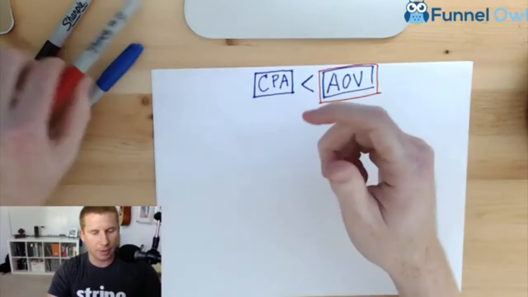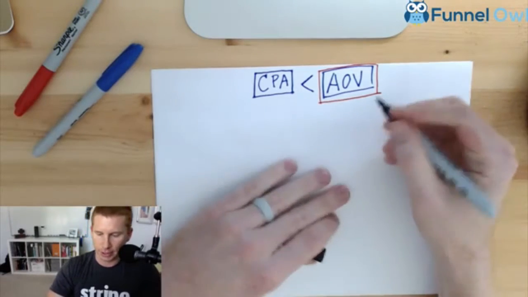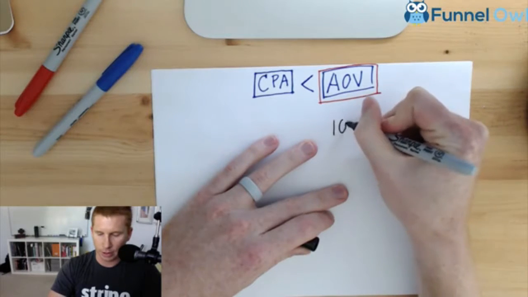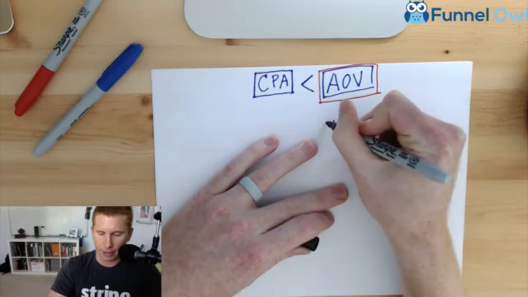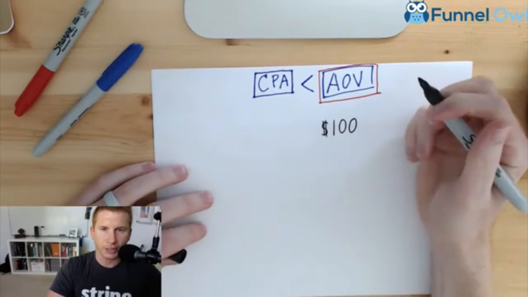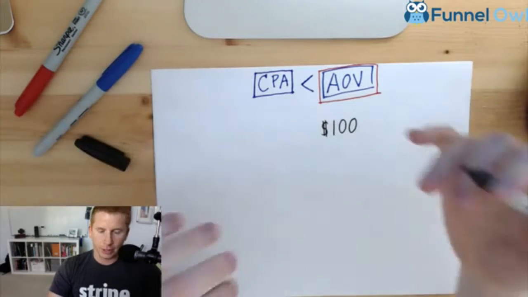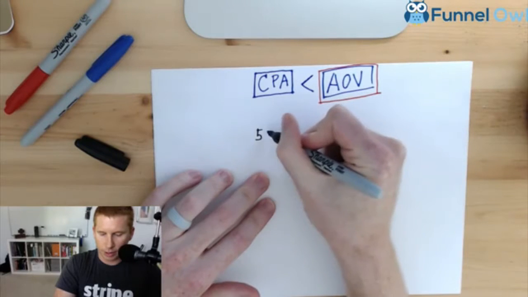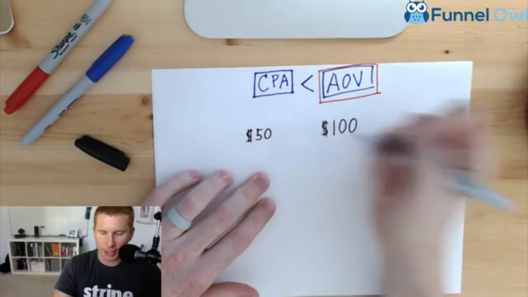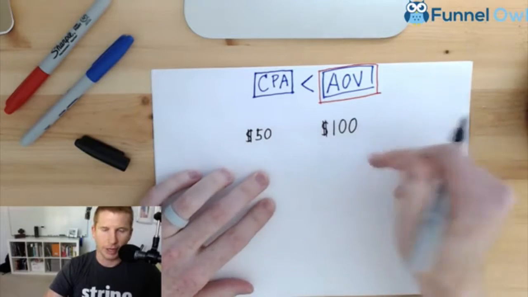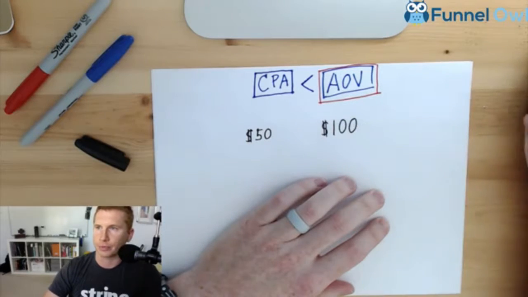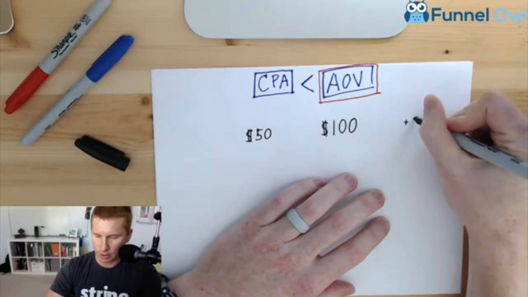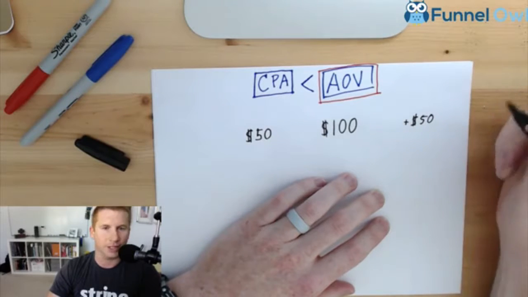So let's look at a couple of examples to show you what this says. We're going to do AOV in this column here, and let's say we're selling a product with an average order value of $100. Based on how our ads are going and how our funnel's working out, we are spending $50 to get that customer. So in this case, CPA is less than AOV, and we are actually coming out plus $50 on this trade.